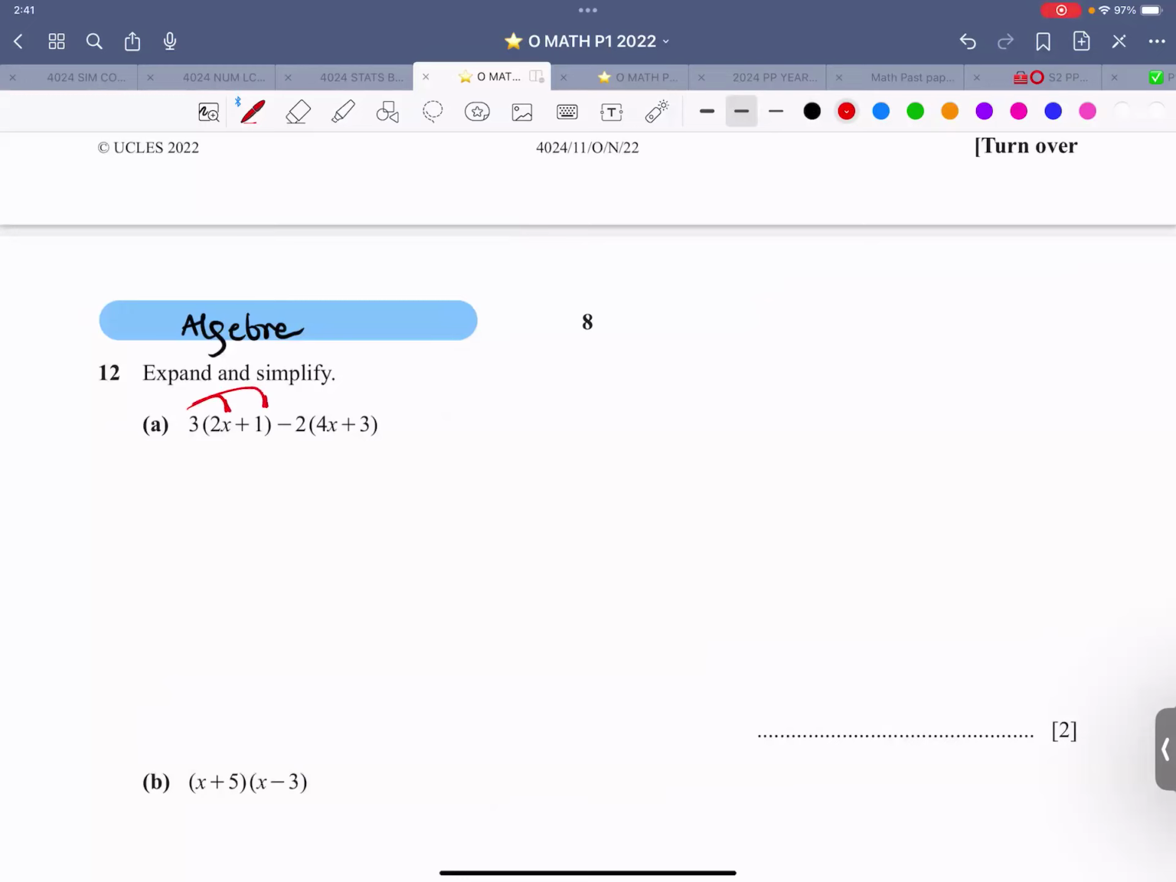So 3 into this into this, 2 into this, 2 into this. Take care of the negative sign. First of all, 3 into 2x is 6x, 3 into 1 is 3, close the bracket, negative sign in the middle, and then we multiply 2 into 4x, that is 8x, 2 into 3, that is 6. Now open up the bracket. That is 6x plus 3 minus 8x minus 6. 6x minus 8x is minus 2x. Plus 3 minus 6, that is minus 3. So negative 2x, negative 3.